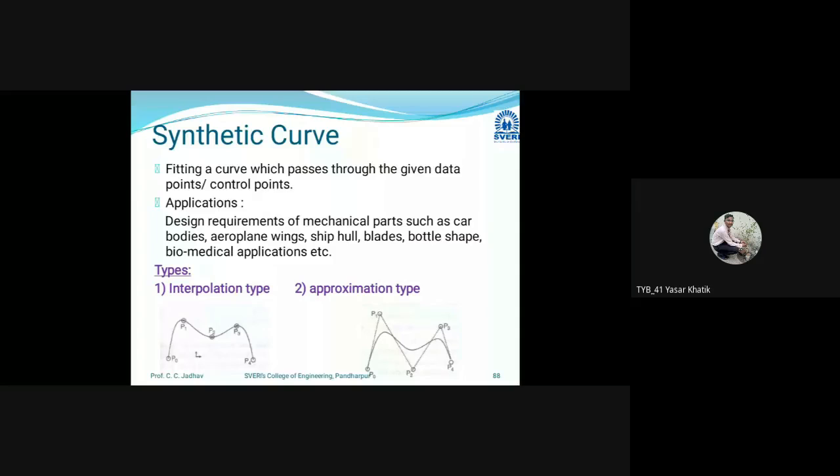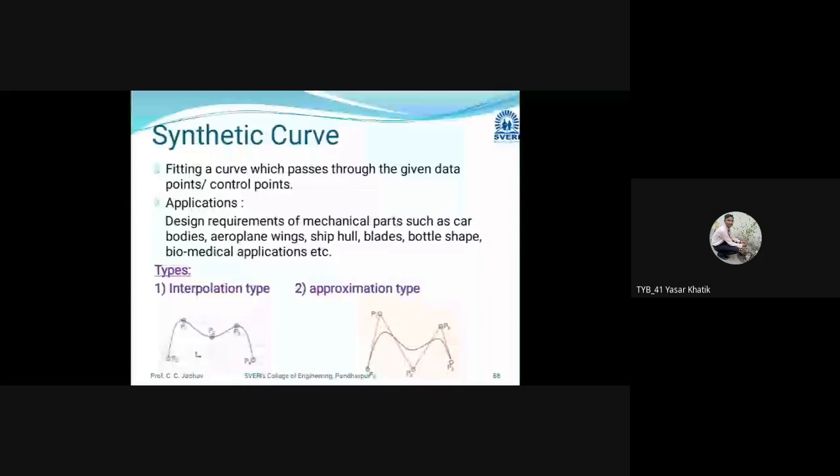Nature of the curve, okay, and its degree of freedom. So we will see in details. Then what are the applications of the synthetic curve in design requirements of mechanical parts such as car bodies, aeroplane wings, ship hulls, blades, bottle shapes, and biomedical applications.